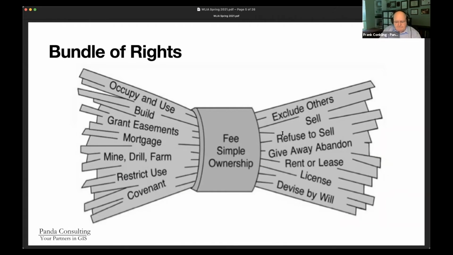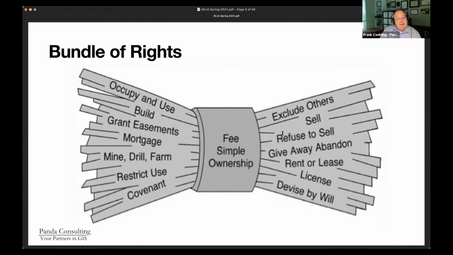And most often when people talk about land ownership, you have to show that the ownership is really nothing more than this bundle of rights in which we have a right to use the property, to build on the property, to grant easements, to let others use the property, to serve as collateral for a mortgage. We have the ability to mine and drill and farm and to restrict the use of it, to put covenants upon it, to exclude others from using the property. We have the ability to sell this right, to refuse to sell the right, to give it away, to abandon uses of it.